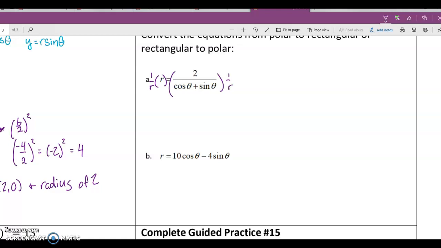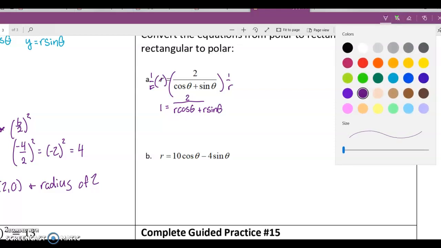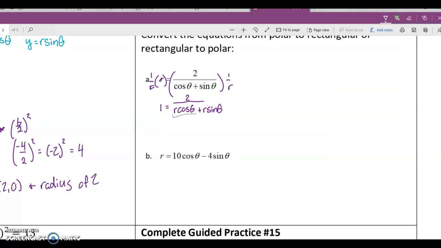So when we multiply both sides by 1 over r, these cancel, and we have 1 is equal to 2 over, and then this r distributes to both terms, so we have r cosine theta plus r sine theta, which is super handy, right? Because this is equal to x, and this is equal to y. So now we have 1 is equal to 2 divided by x plus y.